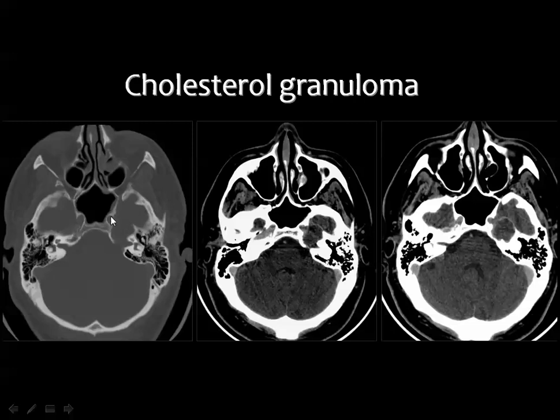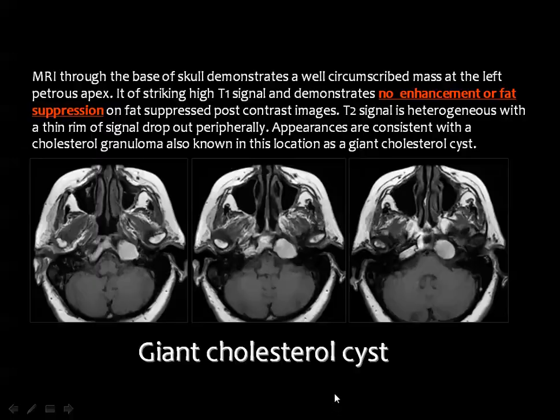This is the bone window showing the expanding lesion involving the apex of the petrous bone, and this is the soft tissue window showing the hypodensity of the lesion.